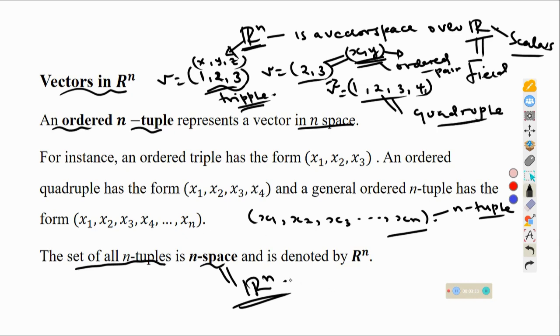So it means that the elements in R to power n are the elements of the form x1, x2 up to xn. When you have such elements, we say these are the elements in R to power n. If there are 2 of them, you have x1 and x2, then you say these are elements in R to power 2.